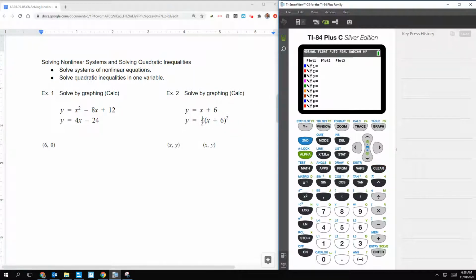Now over here, we want to do the same thing. And again, this is 1/2 times x plus 6, quantity squared. Right now we have a x squared, so we know that this is going to be another parabola. So when I go to graph it, we're going to type in y equals x plus 6, and that's a linear function because there's a degree of 1 there.